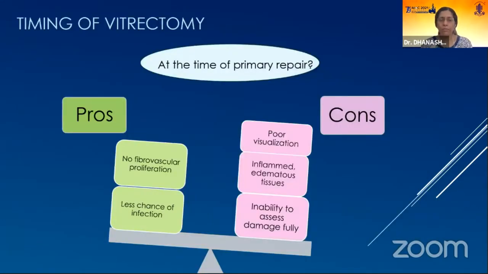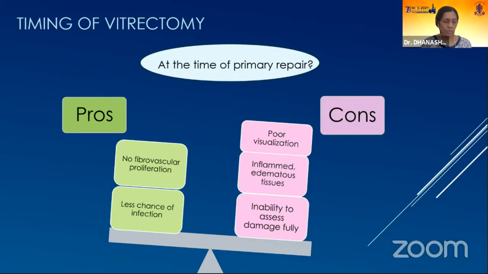Now, when to intervene for vitrectomy is a big, debatable point, whether you should do vitrectomy at the time of primary repair. The pros for this are that there is no fibrovascular proliferation at this stage, and there is less chance of infection if you plan to do a vitrectomy at this stage. But there are a lot of disadvantages of doing vitrectomy at this stage. First of all, you have poor visualization.